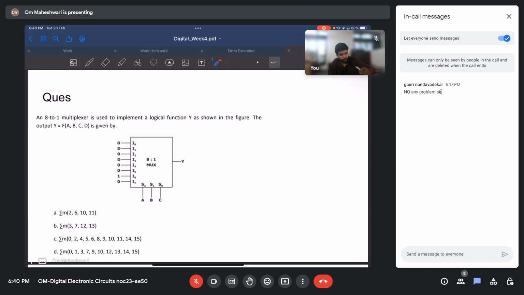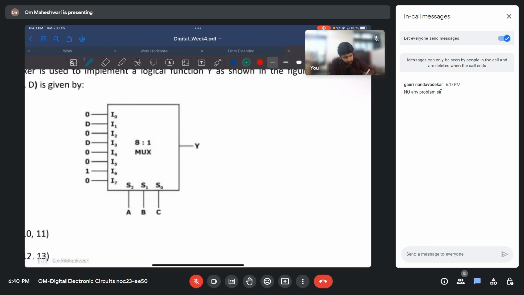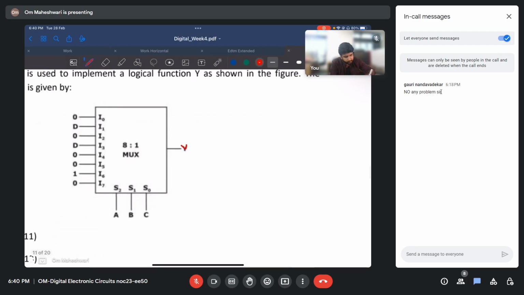So the question is, this is an 8 cross 1 mux. It has 8 inputs, 1 output, and 3 select lines. Something is implemented already here, and we have to find what is the output. So this is easy. What we have to do is just write the expression for Y. You can already see what is there.